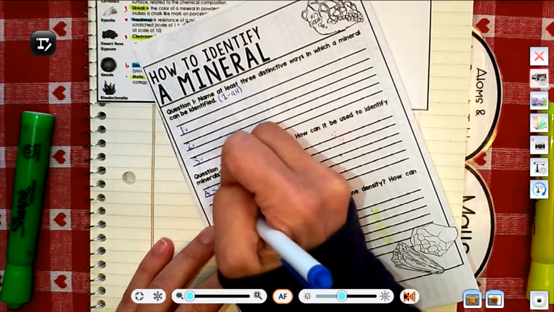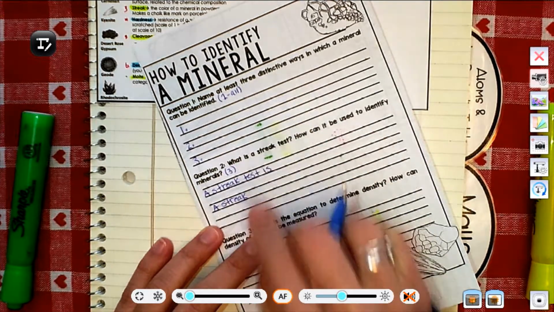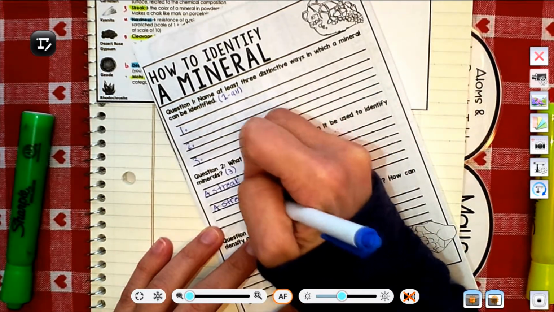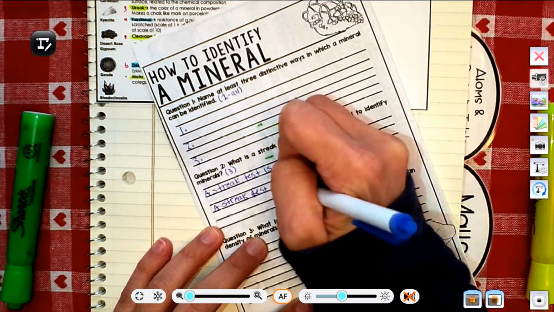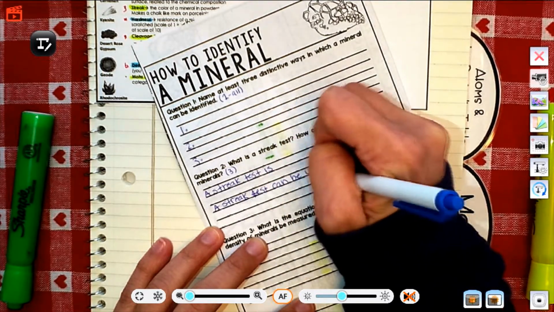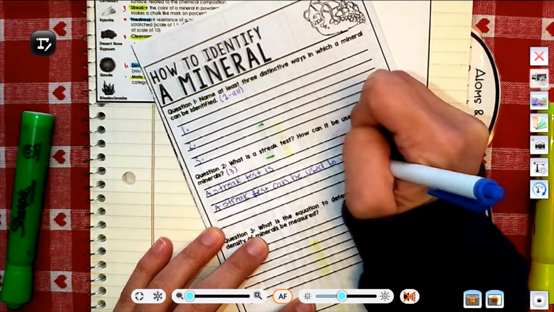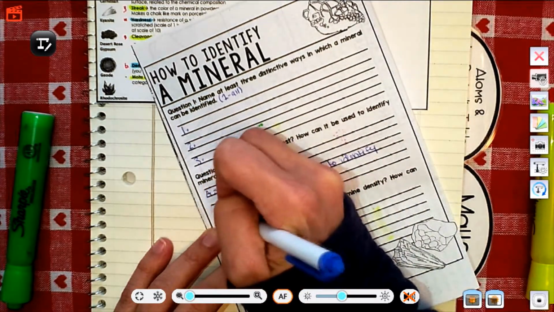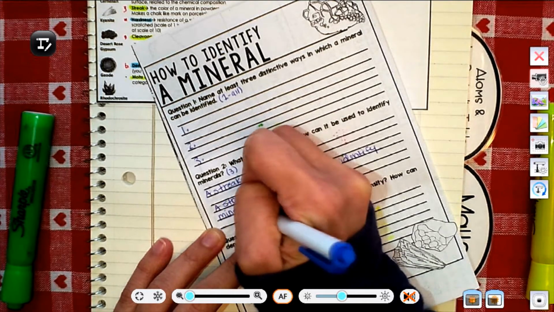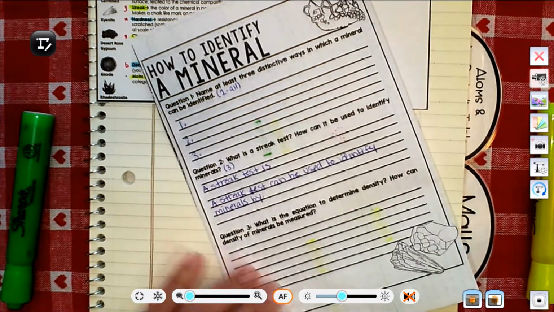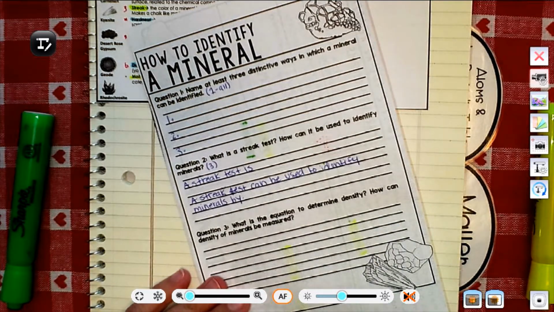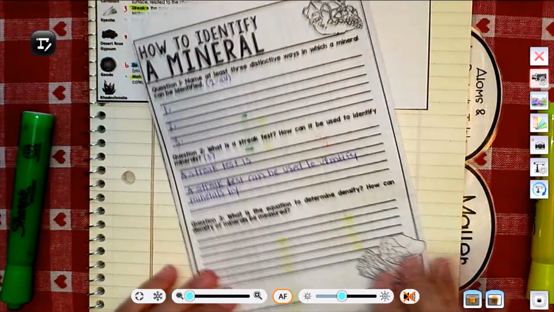A streak test, remember you can pause in between to answer those questions. Test can be used to identify minerals by. And if I'm ever talking too fast, you can also slow down the YouTube video. So that shouldn't be a period. You need to finish that sentence.